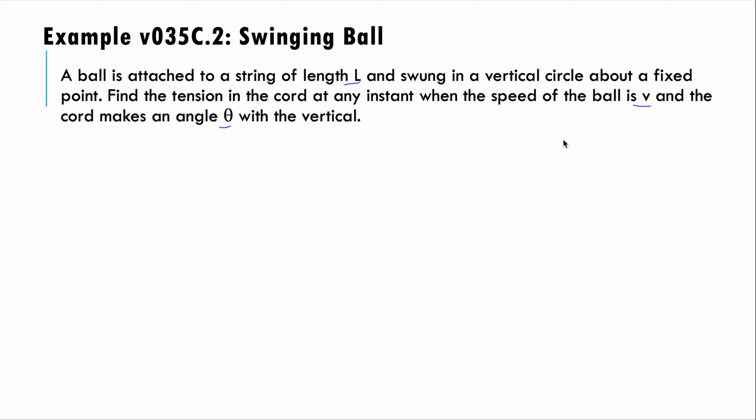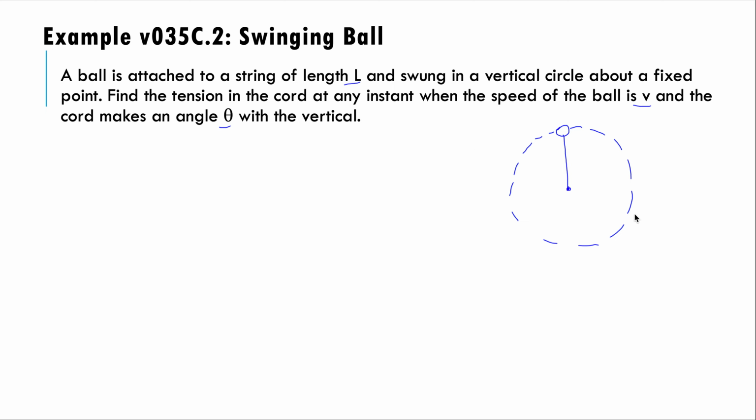So let's picture what's going on here. We have a ball swung in a vertical circle about a fixed point. Let's say this is the fixed point, and it's going to be swung in a vertical circle. And we're asking, what is the tension when it makes an angle theta with the vertical?